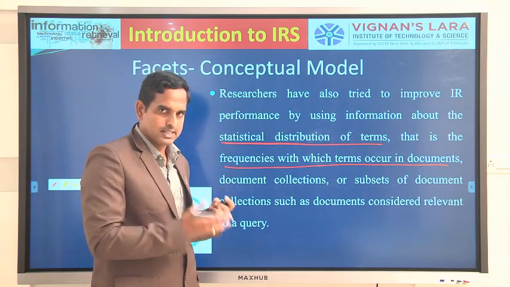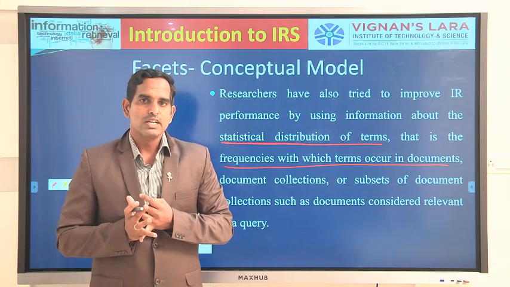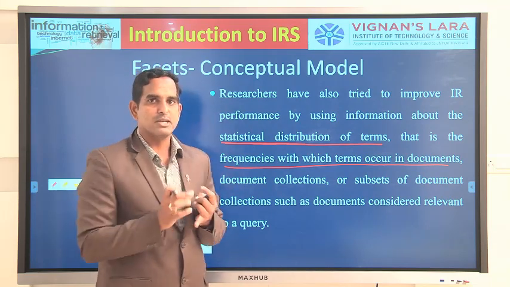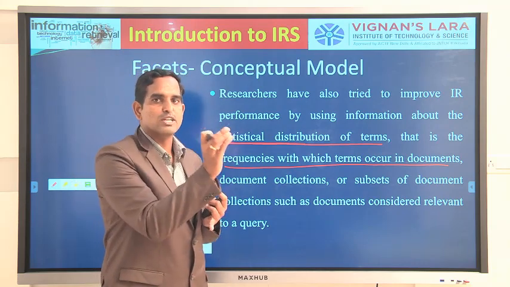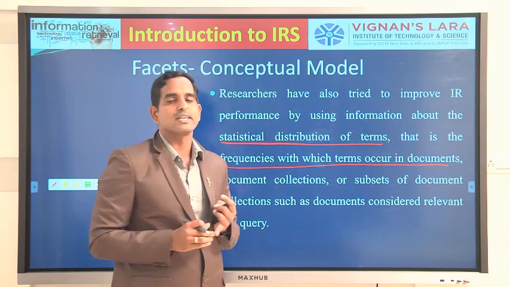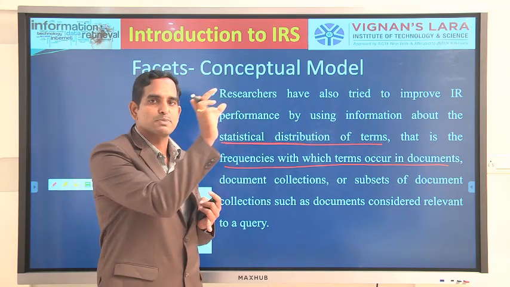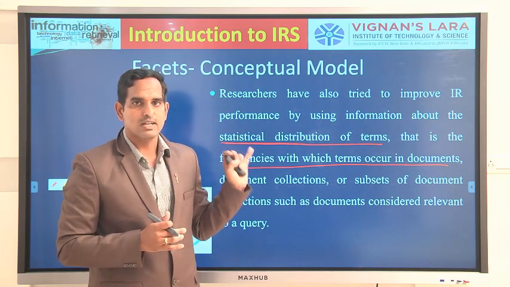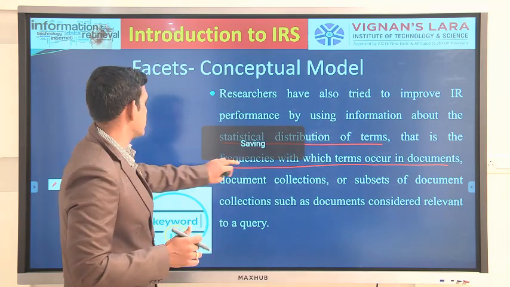For example, as I already told you, if I am searching for the keyword "information retrieval", how many documents have information retrieval? Among these documents, what is the frequency of "information retrieval" in a particular document? How many times is the keyword present in the document? That frequency will be noted in a particular file.